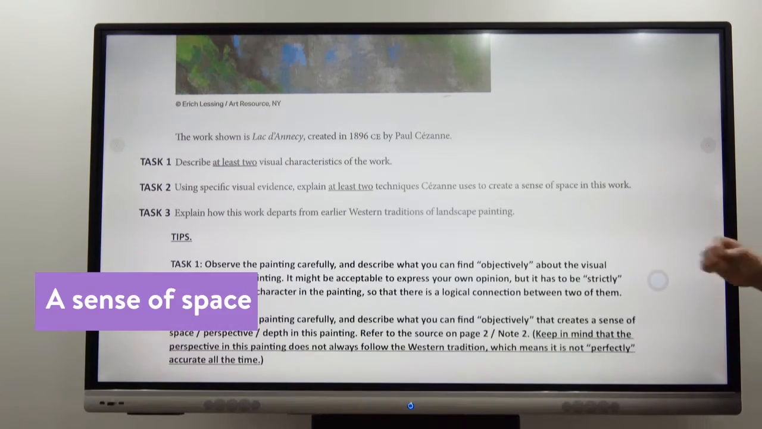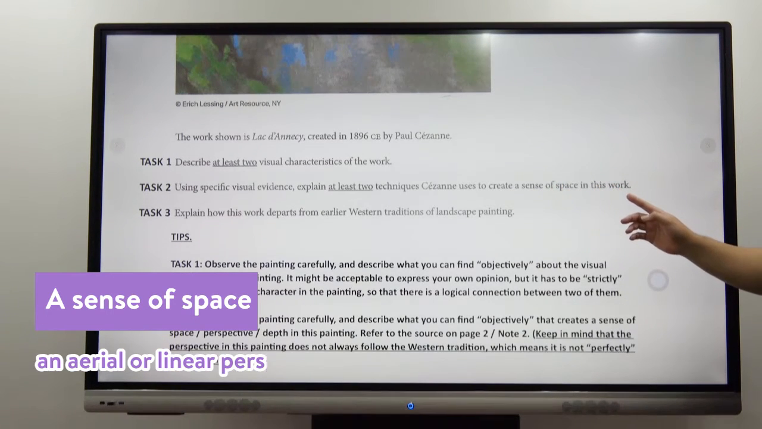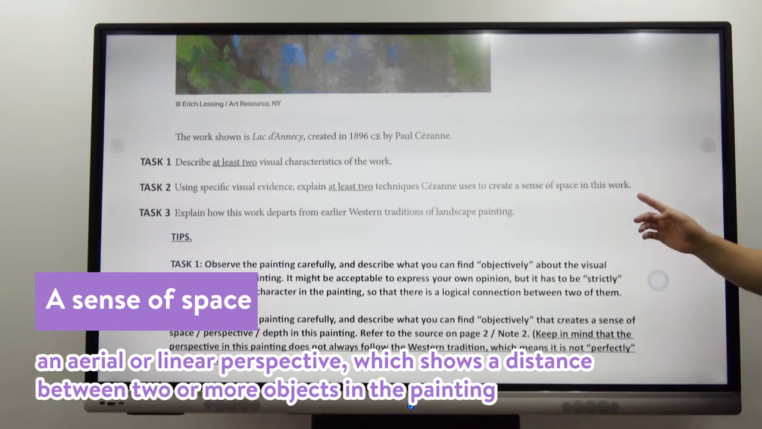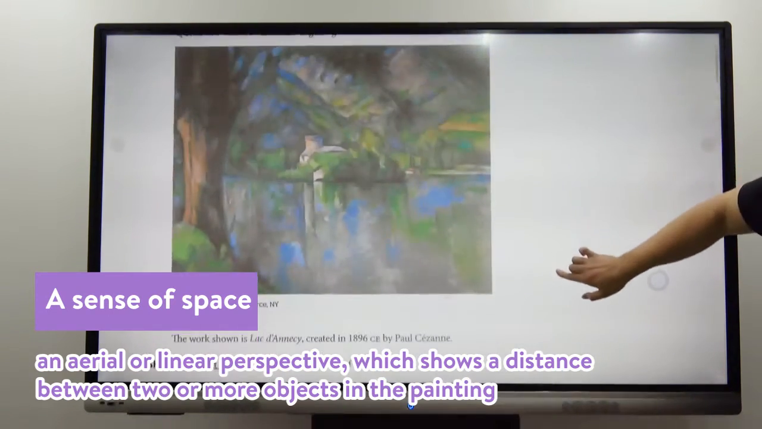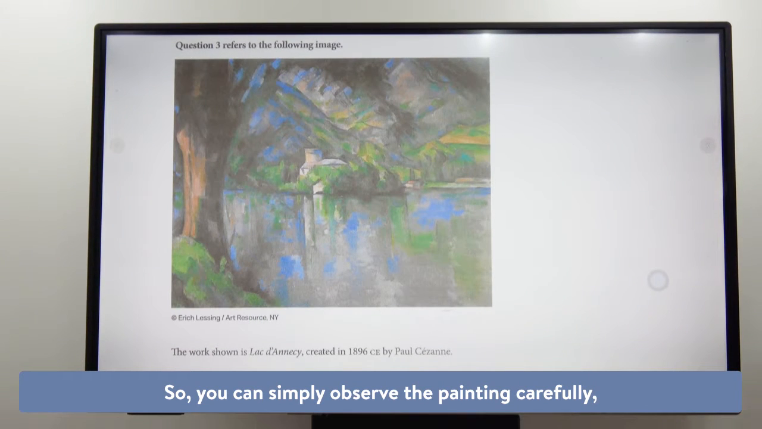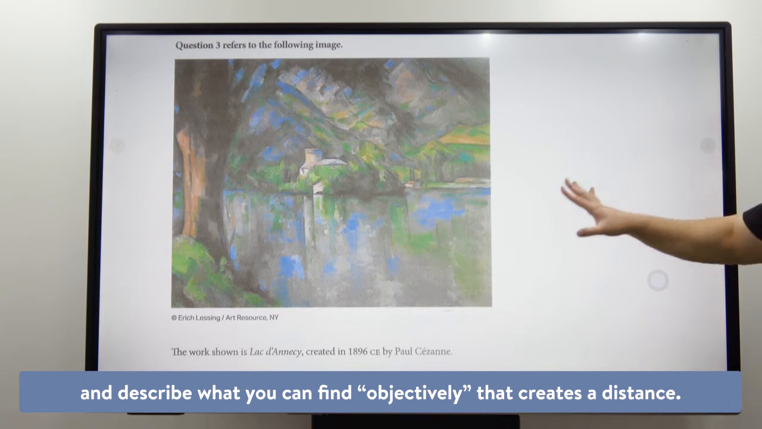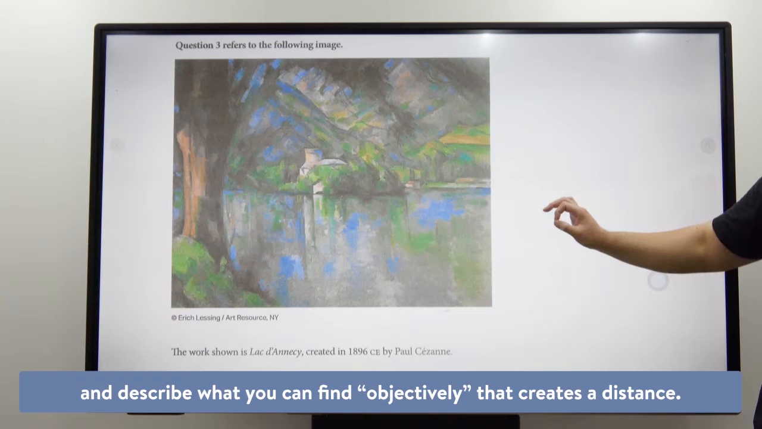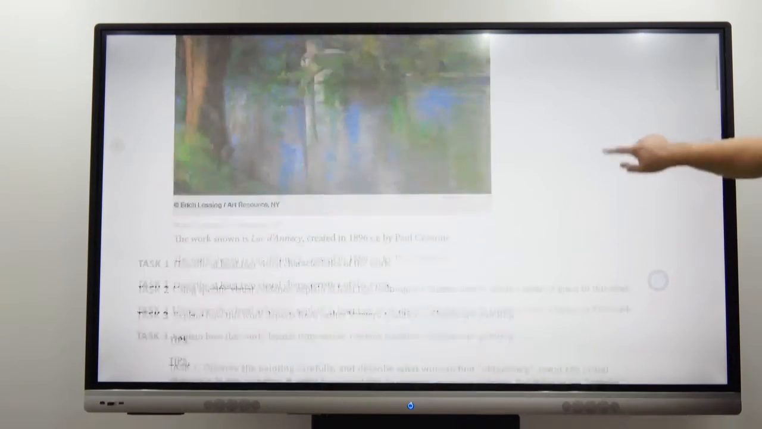In this question, a sense of space means an area or linear perspective which shows a distance between 2 or more objects in this painting that you can see here. So you can simply observe the painting carefully and describe what you can find objectively that creates a distance. So let's go to page number 2 again.